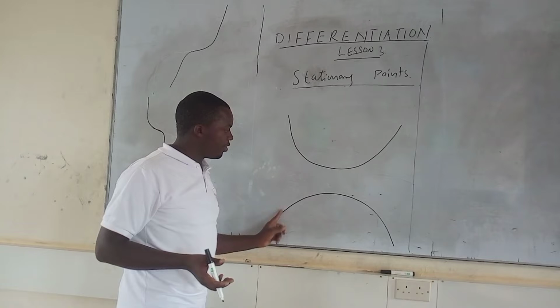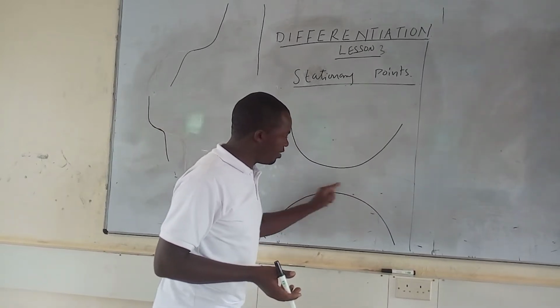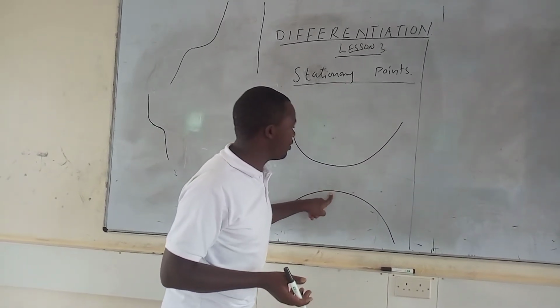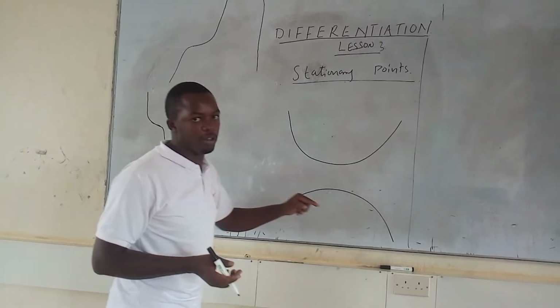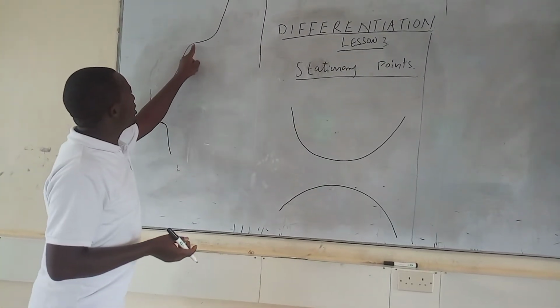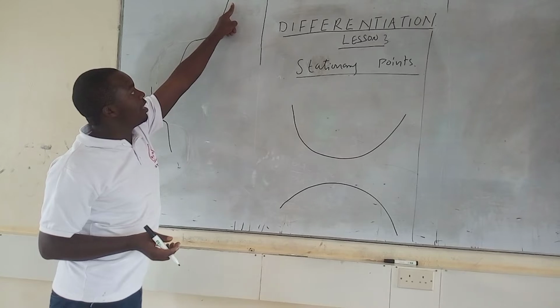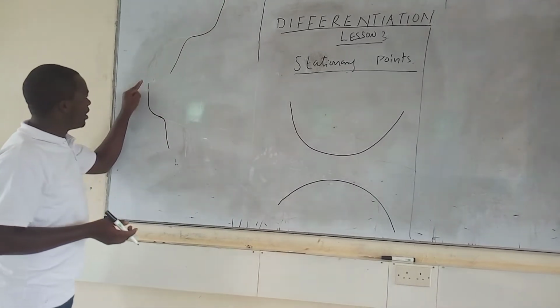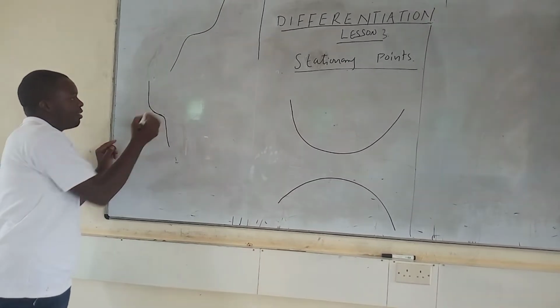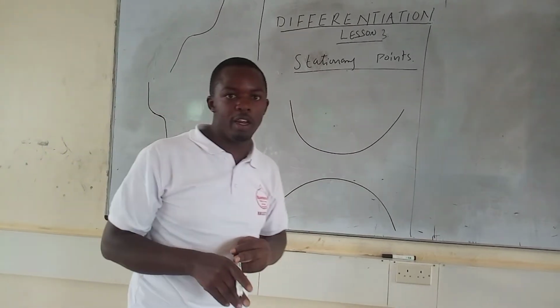If you look at this, it is turning at this point, so this is a stationary point. It is turning at this point, so we call it a stationary point. If you look at this, this is a turning point, turning like that. This is a curve, and it is turning at this point. So that is what you call a stationary point.